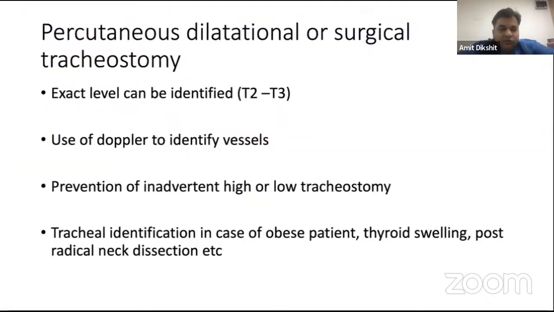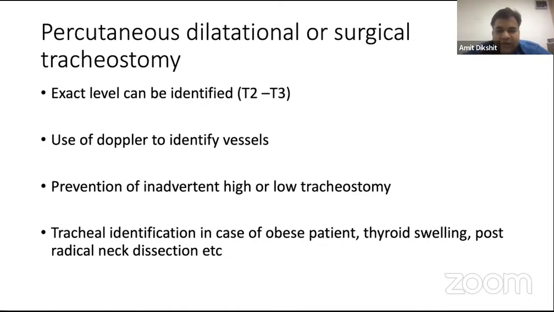Percutaneous dilatational tracheostomy, I would not like to overemphasize, but this has happened when one patient who had operated neck dissection was taken for tracheostomy. We just placed the probe and we could show a lot of vessels there. So instead of a horizontal slit, the surgeon modified his decision to make a vertical slit. And this is for surgical tracheostomy.